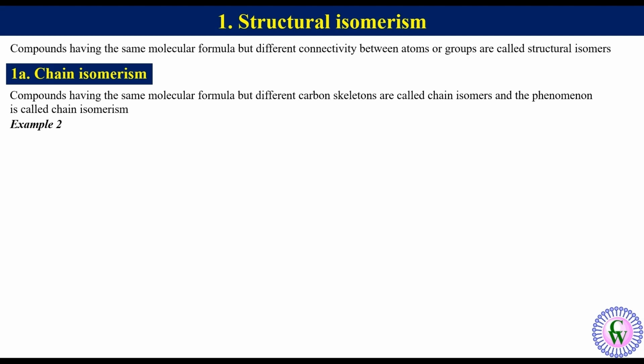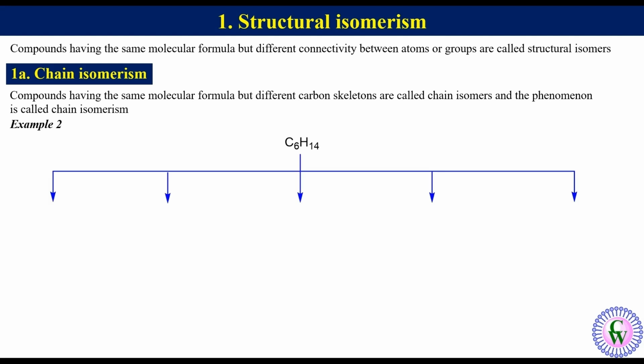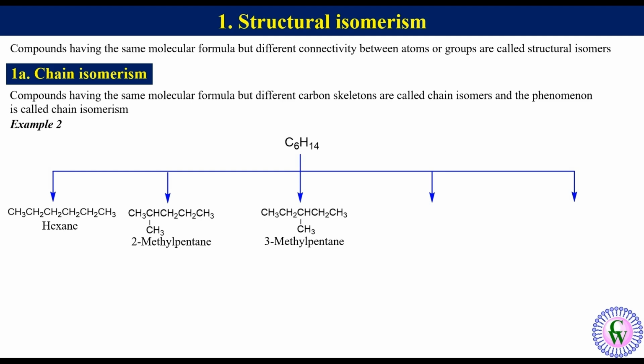Let's have the example of molecular formula C6H14. This is the common molecular formula for 5 different structures: hexane, 2-methylpentane, 3-methylpentane, 2,2-dimethylbutane, and 2,3-dimethylbutane. All have different carbon skeleton but same molecular formula, so they are chain isomers.